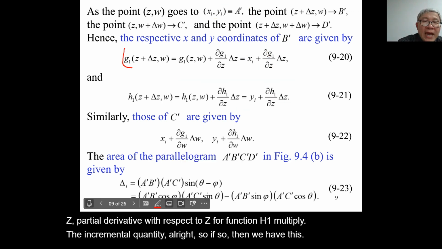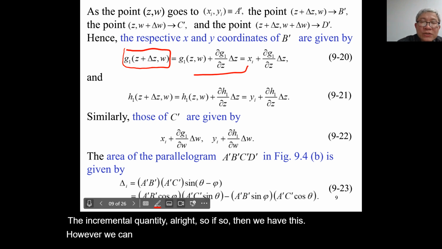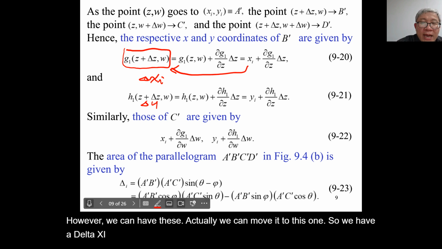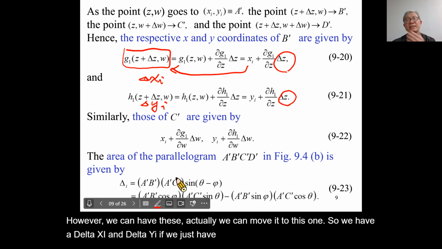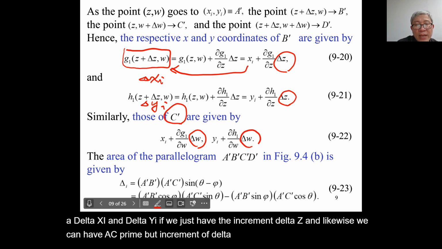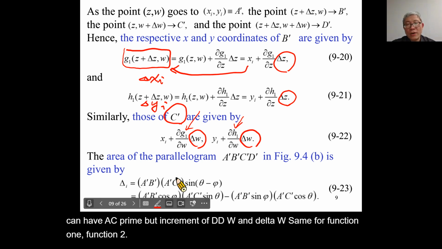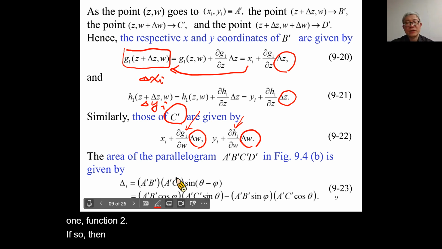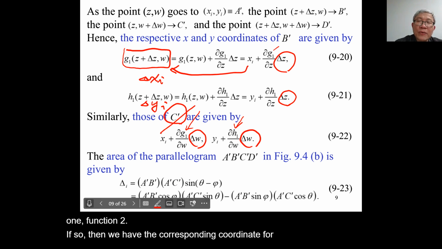Alright, so then we have this. Actually, we can move it to this one. So we have delta xi and delta yi if we just have the increment delta z. And likewise, we can have a C prime, but with increment of delta w. Same for function 1, function 2. Then we have the corresponding coordinates for C prime and B prime.